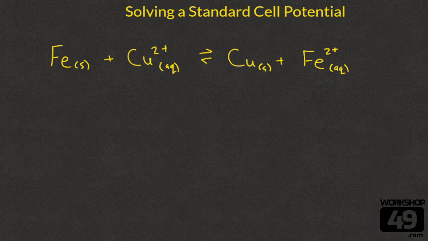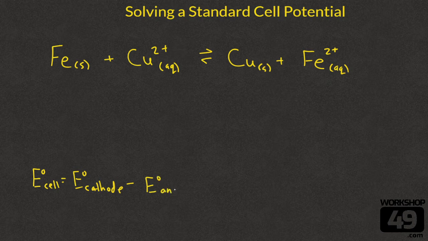And the equation that we're going to be using to solve this is that the standard cell potential is equal to the standard reduction potential of the cathode minus the standard reduction potential of the anode. And that sounds great, but what's the cathode and what's the anode? And that's what we're going to be determining here. It turns out that the anode is going to be our substance that's being oxidized, and the cathode is going to be our substance that's being reduced.